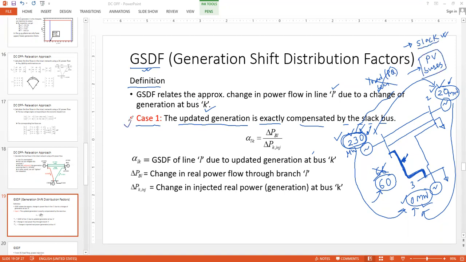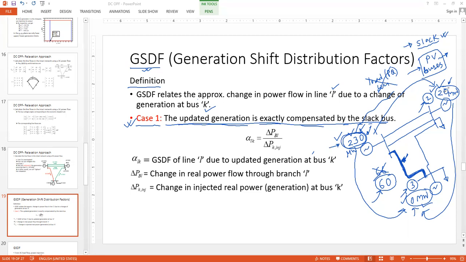So in case one, whatever amount of change we make in one of the PV buses, for this example either bus number 2 or bus number 3, is what this line means: whatever change I am making at bus number 2 or bus number 3 will be captured, or compensated, by this slack bus.